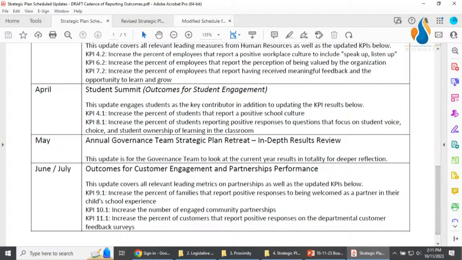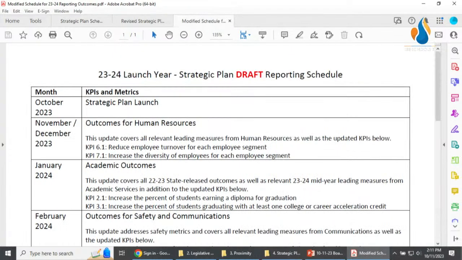Very quickly, to go to the modified schedule so you can see how we'll do this year. Today is obviously our launch plan date, and then in November, because we're going to push human resources back to that next window, those summer metrics and all those pieces will be compiled. So instead of October, normally, you'll actually have human resources in November, December. January is not just your mid-year academic outcomes, you'll have that, but you'll also have all the 22-23 state released outcomes presented.